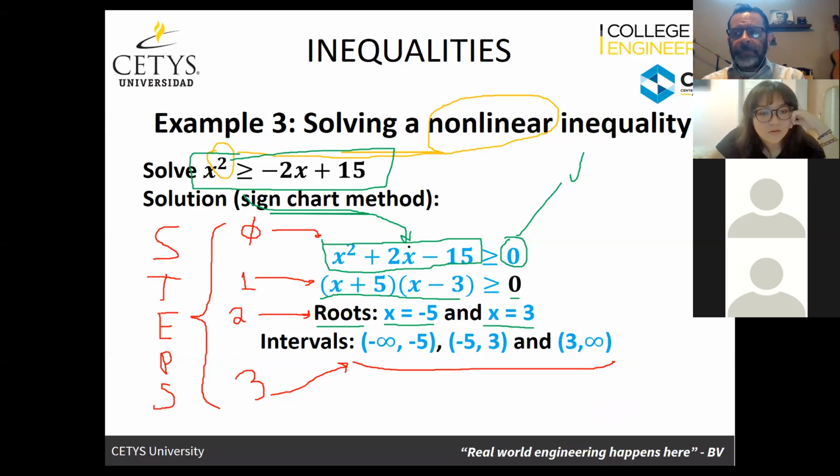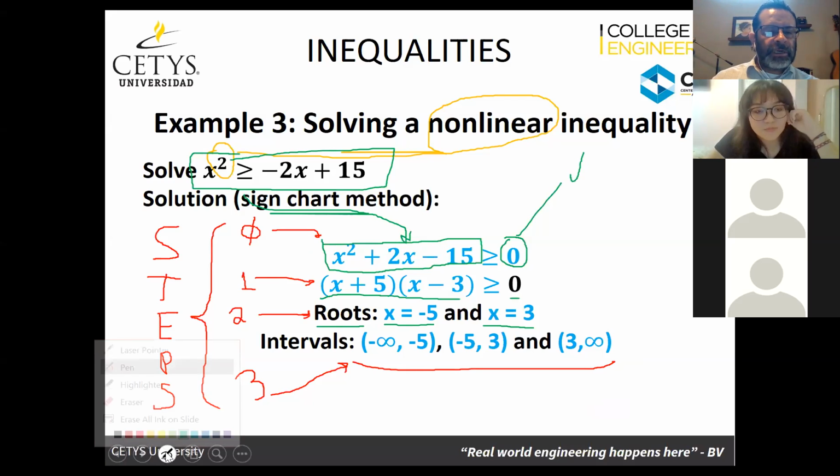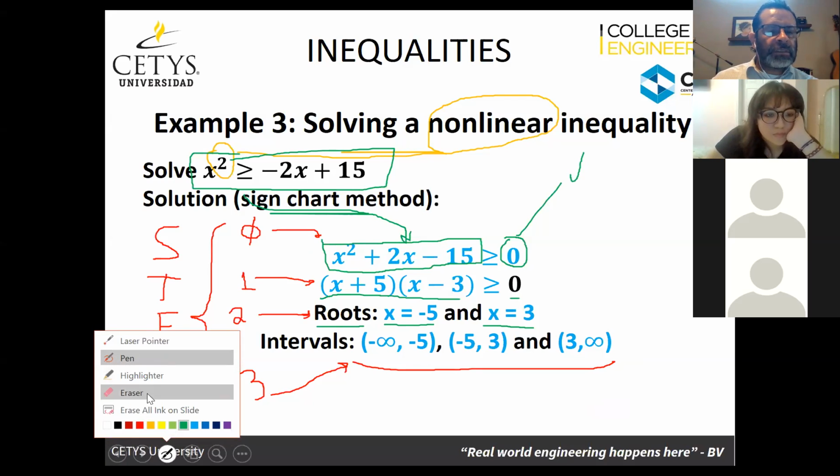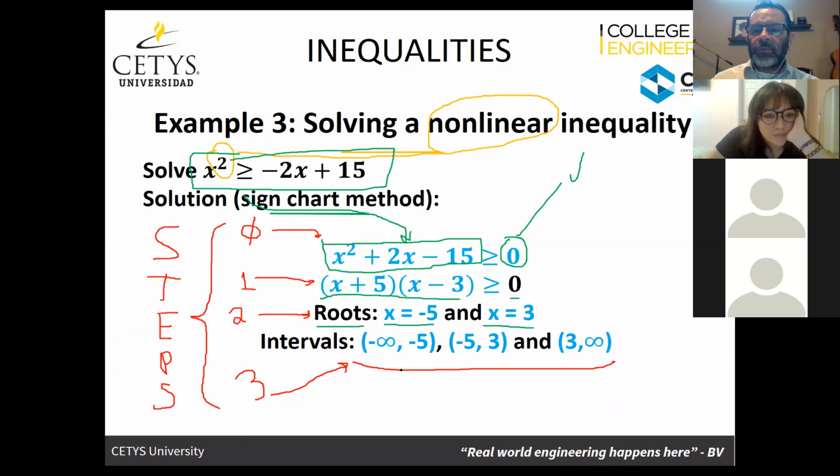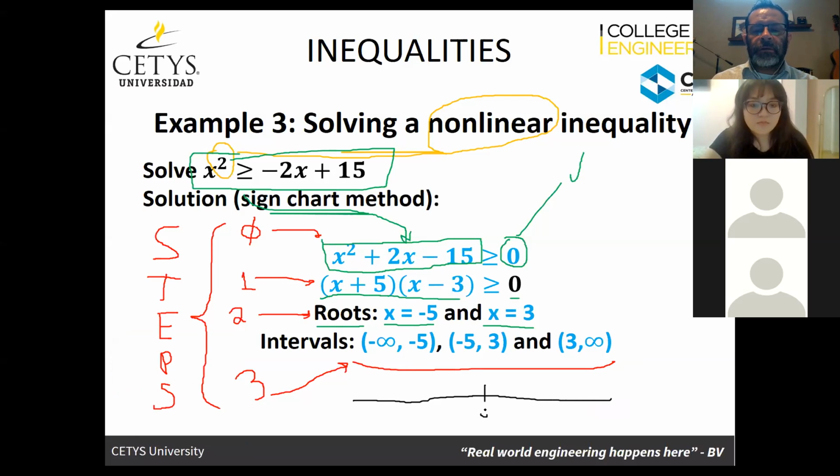So basically, Alejandra, follow me on this. I'm going to write down the number line, and I'm going to put a 0 here. Now you tell me, with regards to that 0, where should I put the number -5? To the left. Correct, so I'm going to put it here.